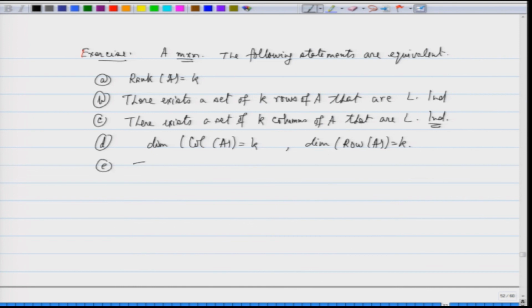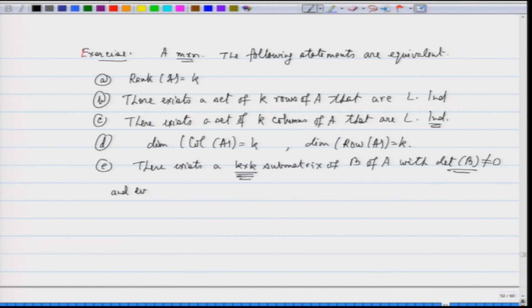E: there exists a k cross k submatrix B of A with determinant of B not equal to 0. So, k cross k here is very important, and every k plus 1 cross k plus 1 submatrix of A has determinant 0. I have not proved it, but you can look at the RREF.